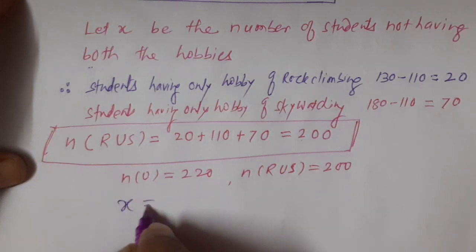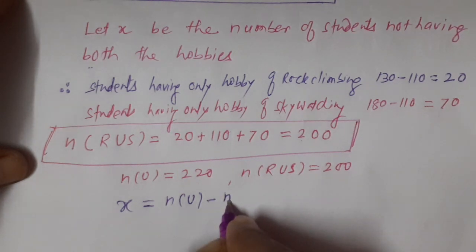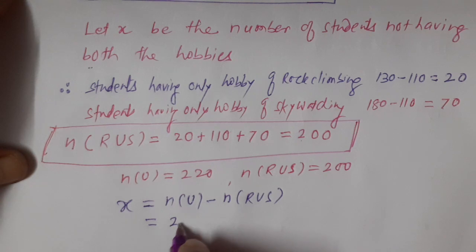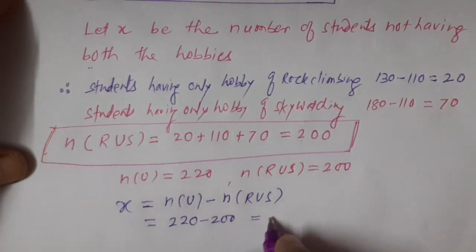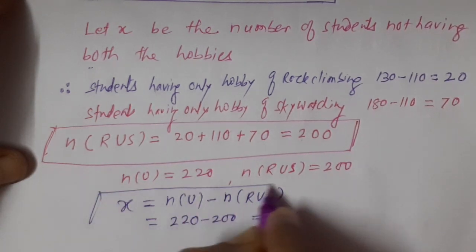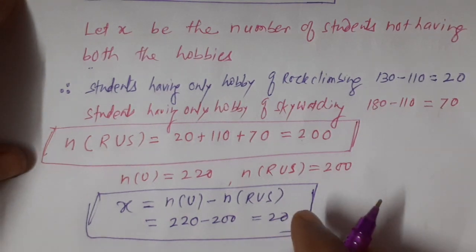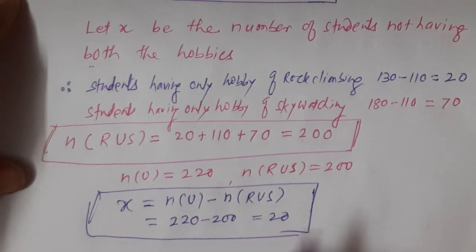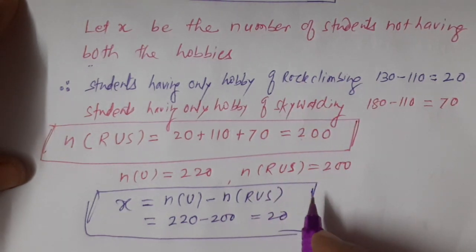X is equal to what? X is equal to n of U minus n of R union S. That comes out to be 220 minus 200, which is 20. So the x value we have calculated is 20. This is the number of students that do not have the hobby of either rock climbing or sky watching.